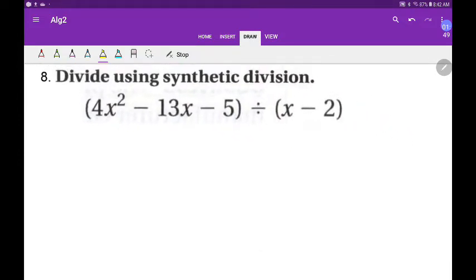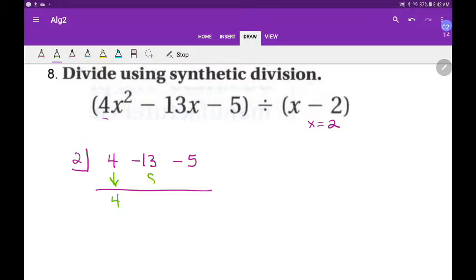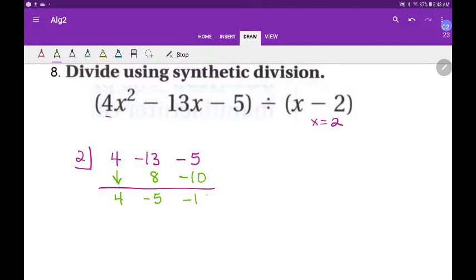We'll say we use synthetic division, so we're going to say x equals 2, positive 2, so we'll say 2, and we'll say 4, and negative 13, and negative 5. And we'll leave ourselves a space, and we'll say, bring the 4 down, we'll say 4. 2 times 4 is 8. 8 and negative 13, when I combine them, give me negative 5. 2 times negative 5 is negative 10. I combine these guys, and I get negative 15.